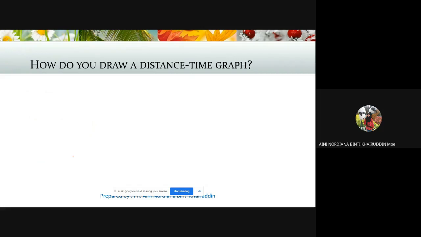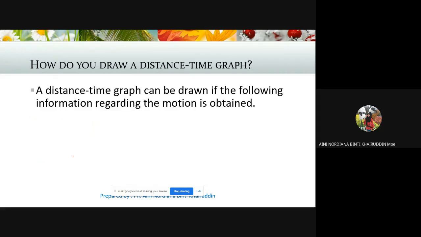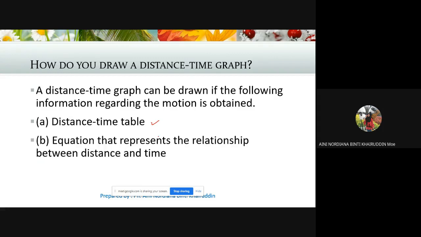Okay, how do you draw a distance time graph? Okay, sekarang kita nak lukis. Macam mana nak lukis? A distance time graph can be drawn if the following information regarding the motion is obtained. Okay, kalau ada maklumat-maklumat ni, bolehlah kita lukis. Apa maklumat yang perlu ada? Yang pertama, distance time table. Mesti ada jadual. Yang kedua, equation that represents the relationship between distance and time. Kena ada equation. Baru boleh kita lukis.